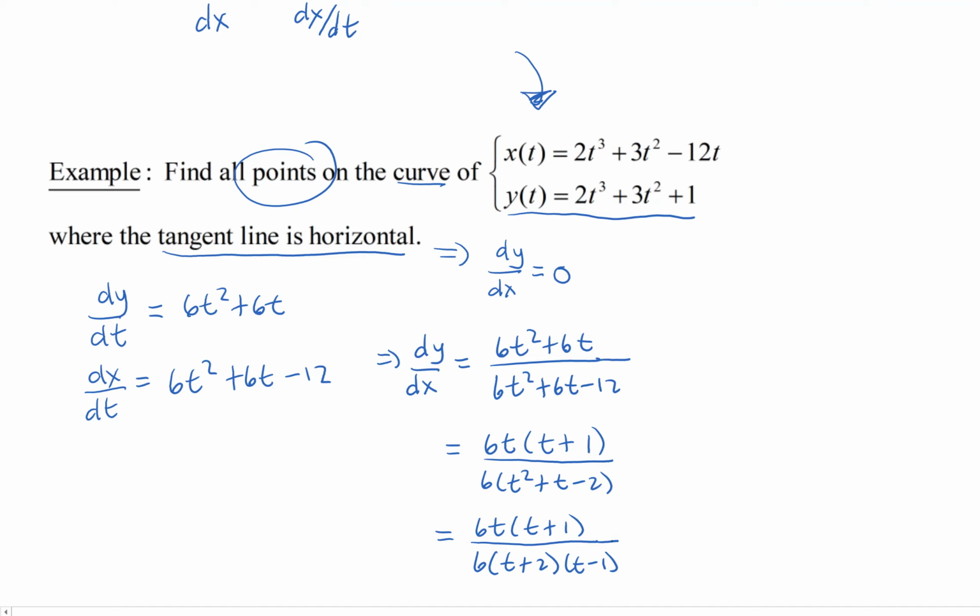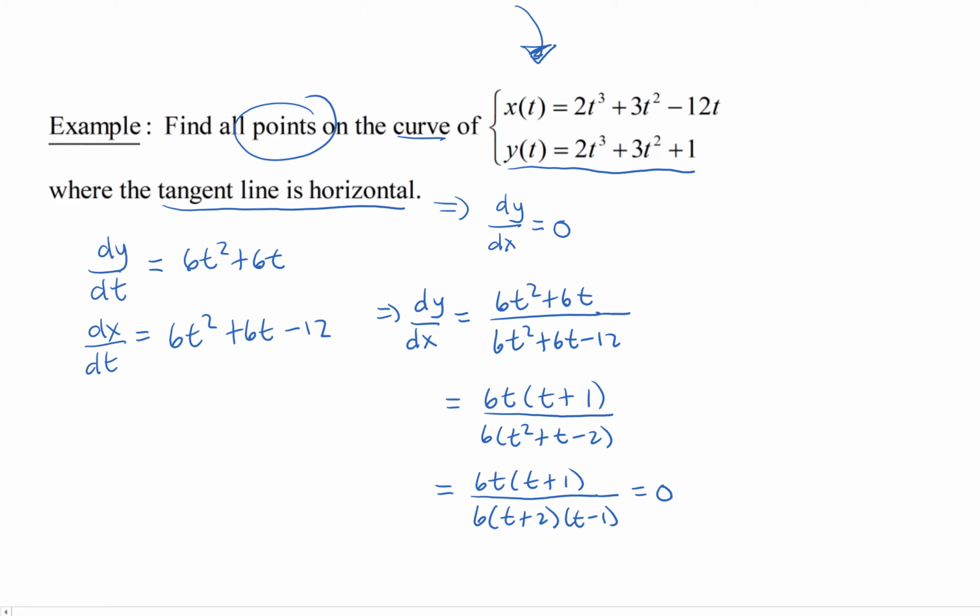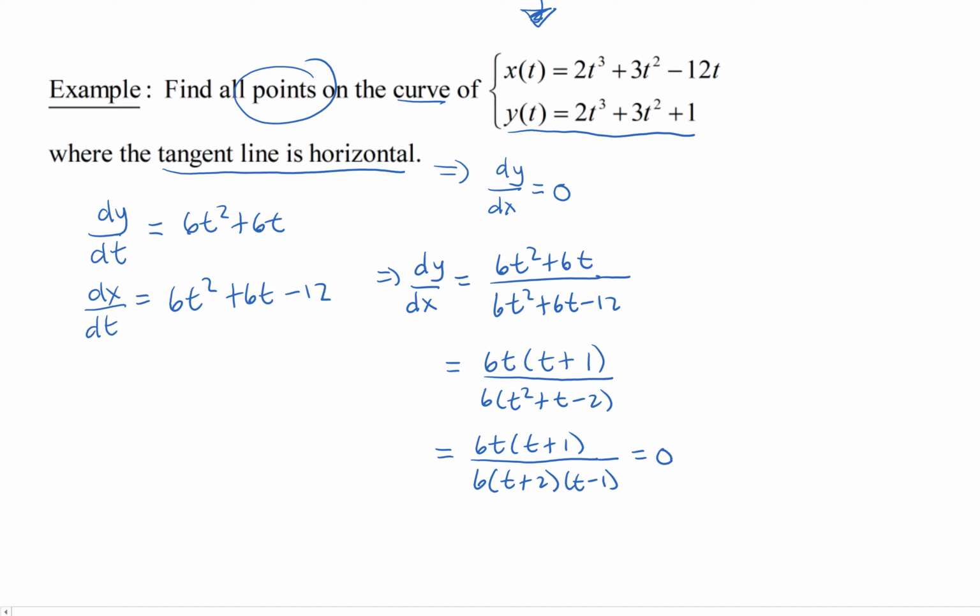So you see, we don't have any common factors in the numerator and denominator, and thus the only time that this slope is going to be equal to 0 is if the numerator is 0, since t equals 0 and t equals -1 do not make the denominator 0, and thus we get t is 0 and t is equal to -1. And thus, those are the values of t that make the slope of the tangent line to this plane curve equal to 0, making the tangent line, of course, horizontal. But remember, we were asked to find the points, so that's the ordered pairs.